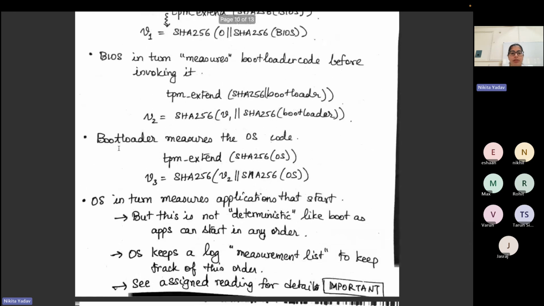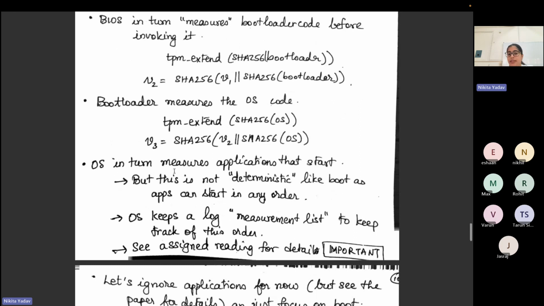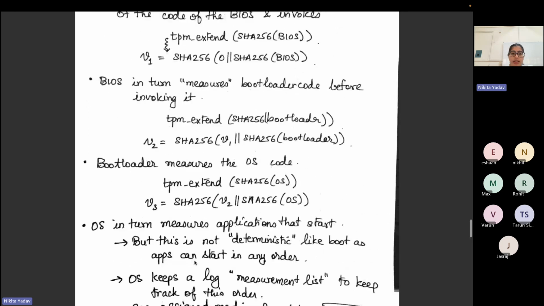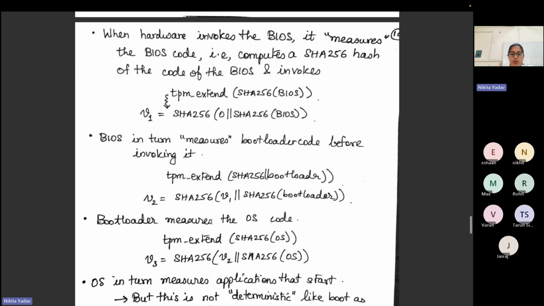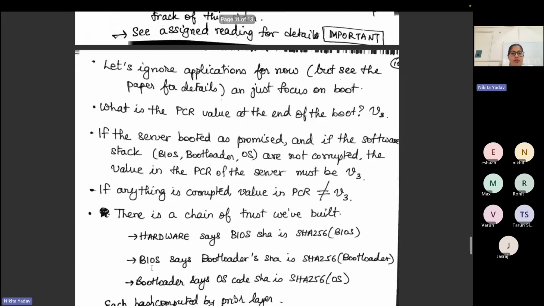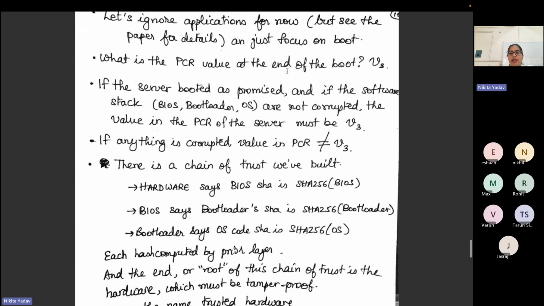So for this particular OS, the value which is stored in the TPM is, say, V3. Let's skip the discussion on applications. Let's say we have so far measured only till the OS, and the value in the PCR register is V3. So the value in the PCR at the end of the boot, with no applications started, will be V3. This is the proof which is going to be sent back to the client.